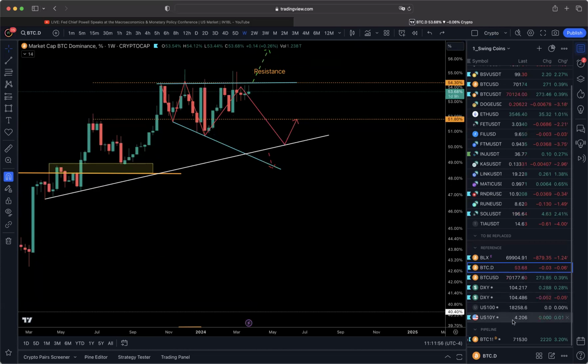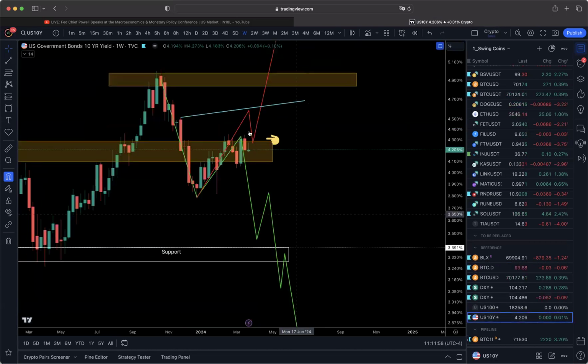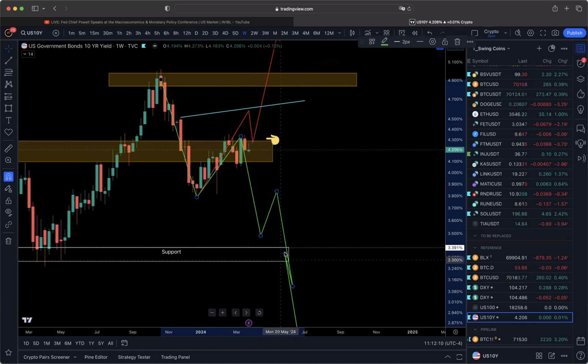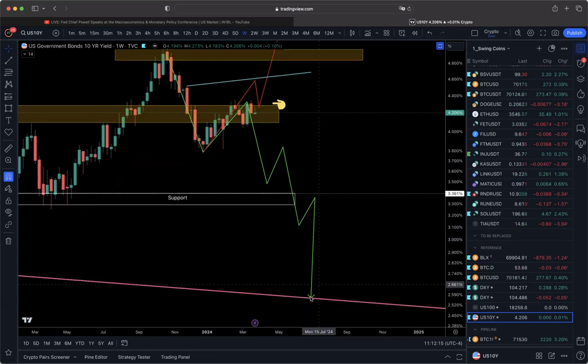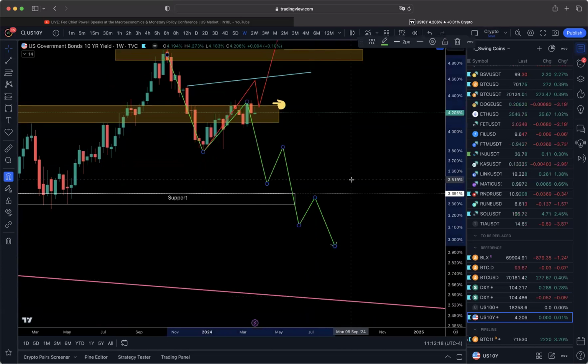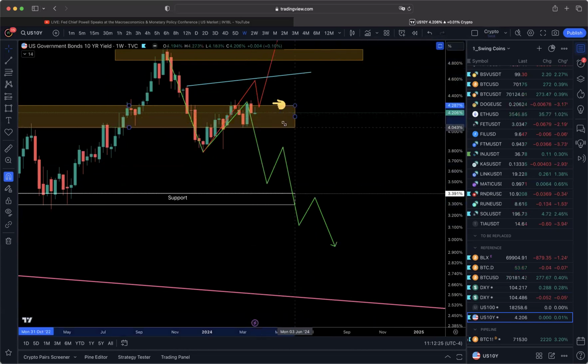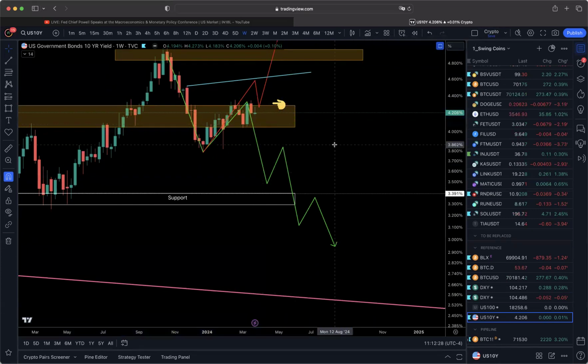What else? 10-year yields retraced, which is good, right? So this green path right now is in equilibrium. We cannot say green path or red path. It's in equilibrium at this moment. In this zone, we cannot say which side. It has to break above or lower for us to confirm. So that's why it's in balance.